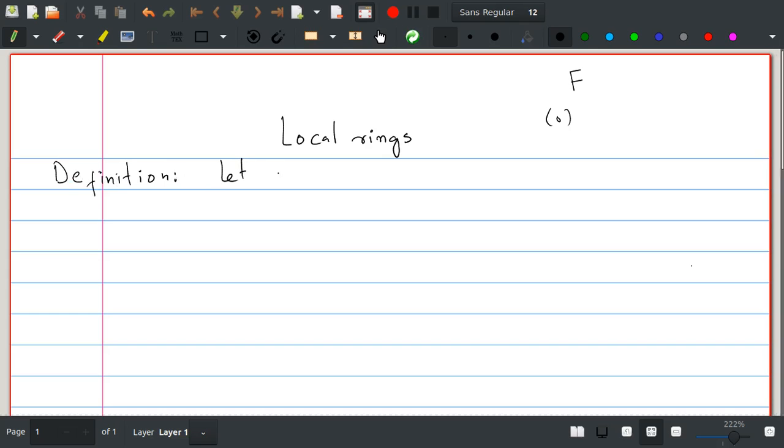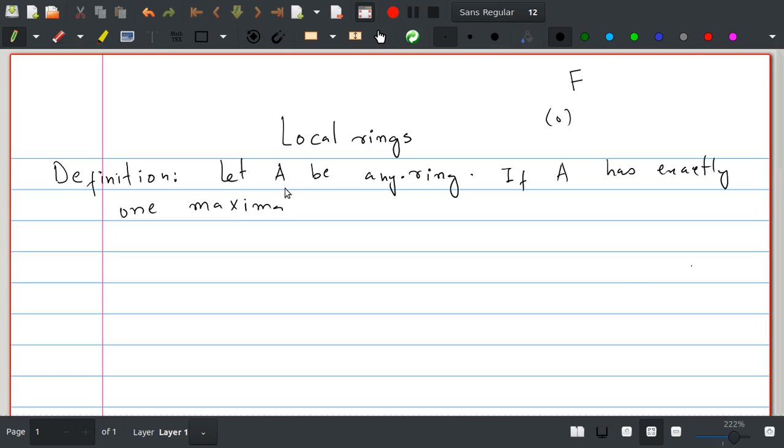Let A be a ring. Let A be any ring. If A has exactly one maximal ideal, say M, then A is called a local ring.